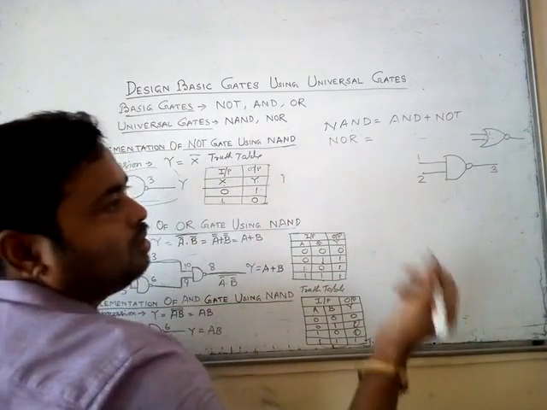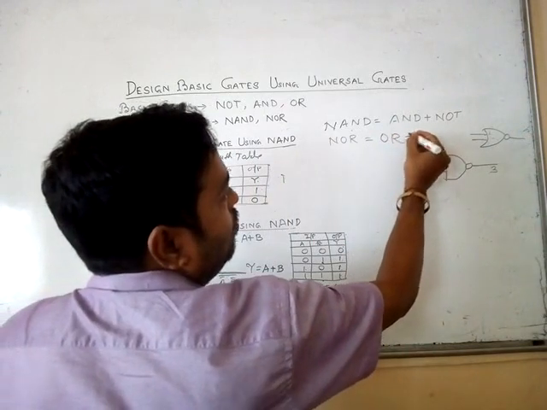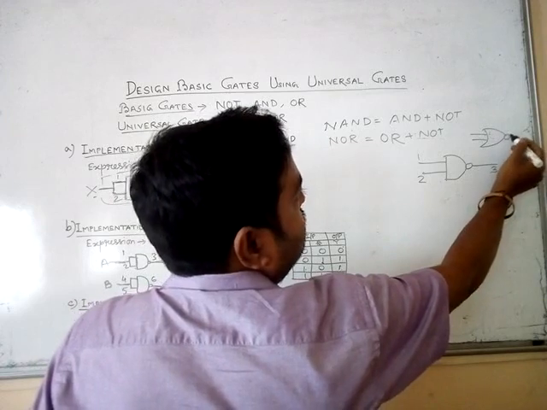We will discuss it in the next experiment. Just give the idea of OR plus NOT. So you can see there is the OR IC and the bubble is in the front.